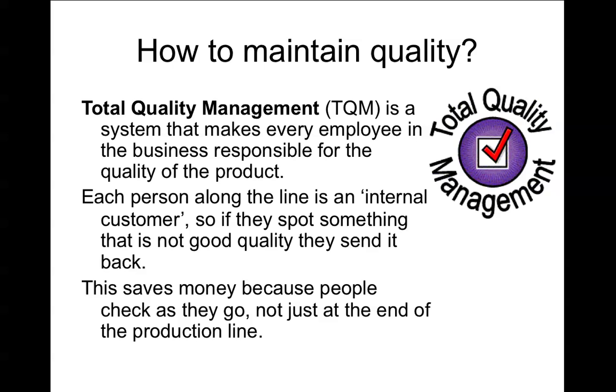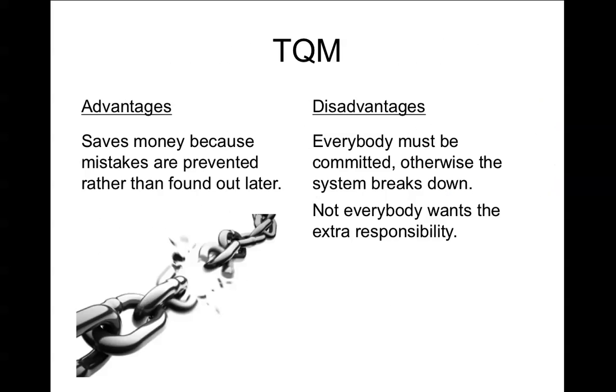This means that each person along the line has an internal customer, so if you spot something from the previous person who's given it to you and the quality is not good enough, you send it back. It saves money because people check as you go, not just at the end of the production line, which means that mistakes can be corrected before they reach the final stage of production. TQM means that you save money, as I said, because mistakes are prevented rather than found out later.